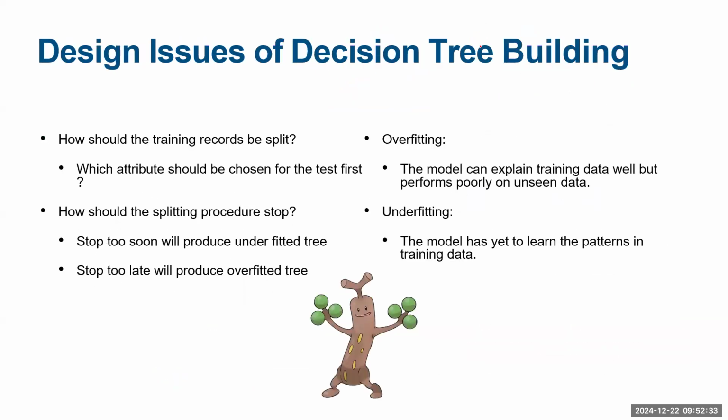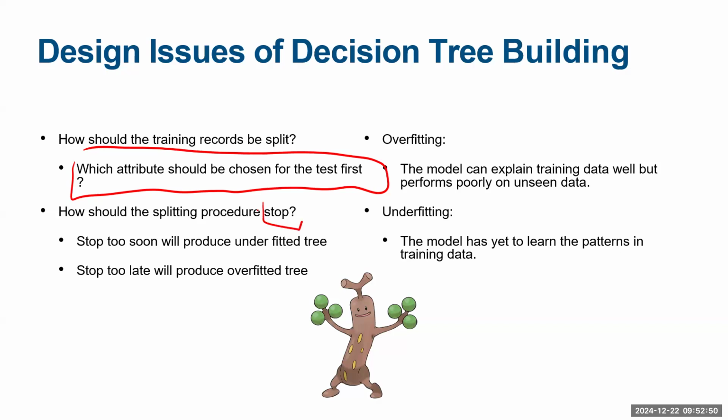So this becomes our main question. What attribute should be chosen first? And another one is, when do we stop? Now, in Hunt's algorithm, when do we stop?